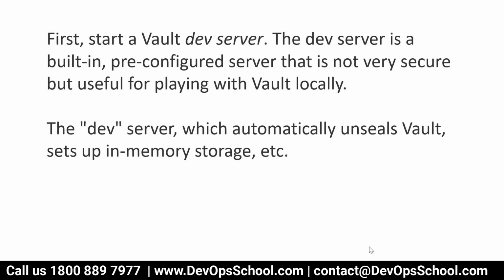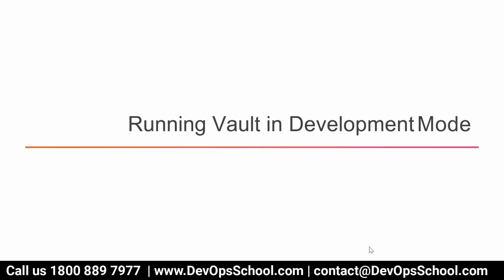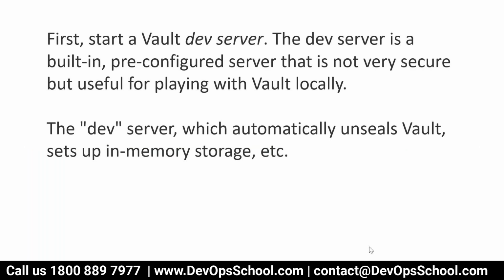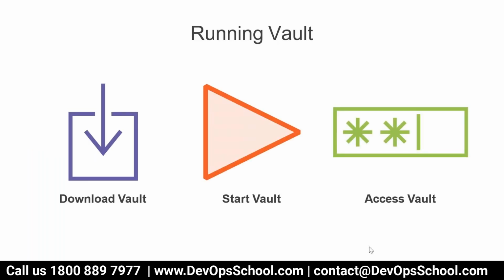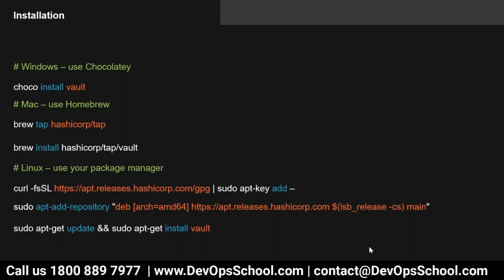First, start a Vault dev server. A dev server is a built-in pre-configured server that is not very secure but useful for playing with Vault locally. The dev server automatically unseals Vault and sets up in-memory storage. So when we start in the development mode, the storage is happening in memory. Remember that this is only for learning purposes. So what to do? Download the Vault, start the Vault and access the Vault. Simple. These are the commands to work with it.